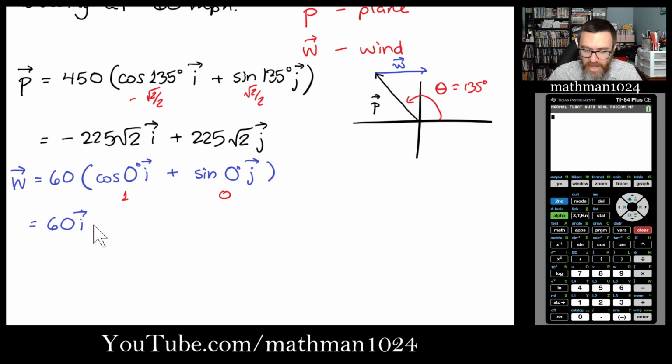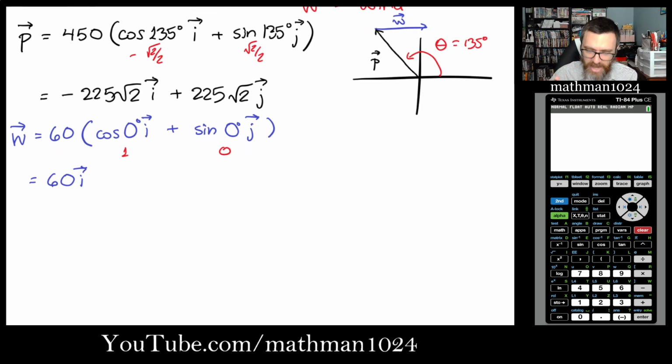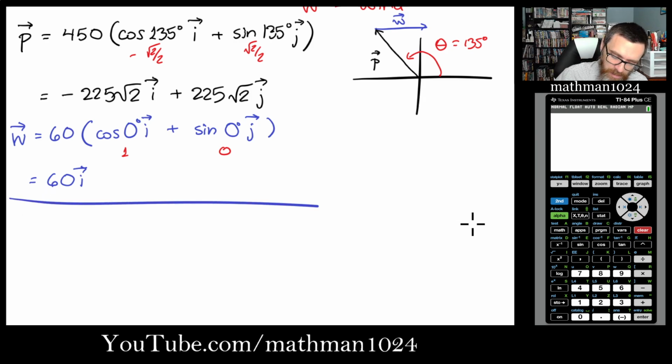All right. Now, the next part here is to find the velocity of the plane relative to the ground. And so we're going to do that in terms of the vectors, right? So relative to the ground means that it's not 450 miles per hour in the northwesterly direction, because the wind is affecting that. So for the next part of this question, it's really asking, hey, take these two vectors and add them, and what do we come up with? Well, when I add these, I'm just going to be adding those i's together.